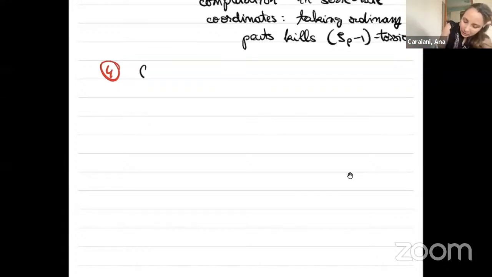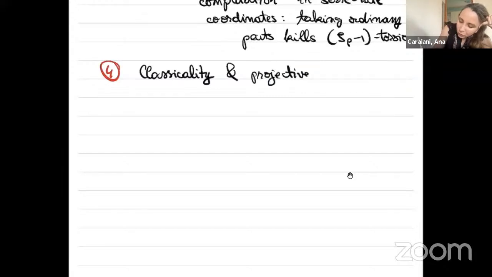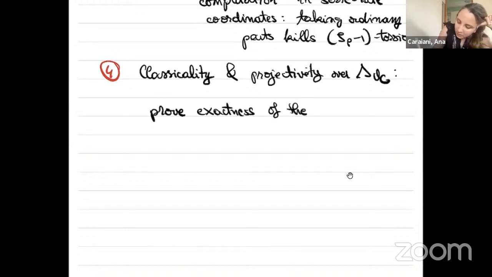This you can do by using classicality. So these are classicality results in weight greater than or equal to 3 or less than or equal to -1. And the fact that you're always working with finite projective modules, so classicality and projectivity over lambda OC, these prove exactness of the sequence and also allow you to remove the almost ambiguity.